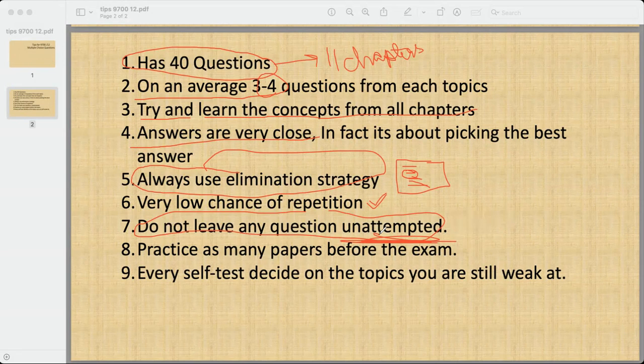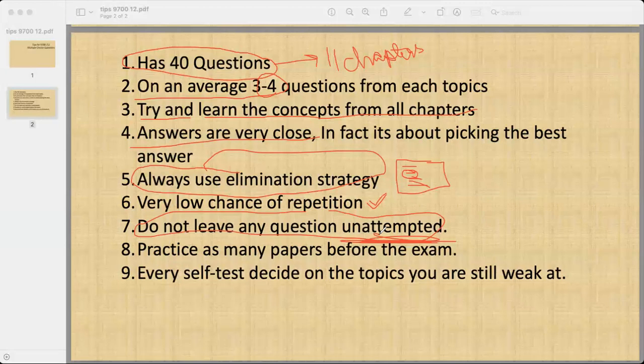You have read the chapter in the past 1 year. While you had your classes, while you were interacting with your teachers, while you were reading the chapter, you did go through the topics. Maybe at some point of time, some interaction, some point discussed comes to your mind and you're able to attempt it. Do not leave any question unattempted.